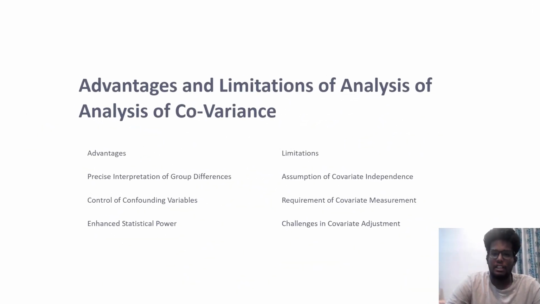Next are the advantages and the limitations of analysis of covariance. Advantages are precise interpretation of group differences, control of confounding variables, and the third one is enhanced statistical power. The limitations of analysis of covariance are the assumption of covariate independence, the requirement of covariate measurement, and the third one is challenges in covariate adjustment.